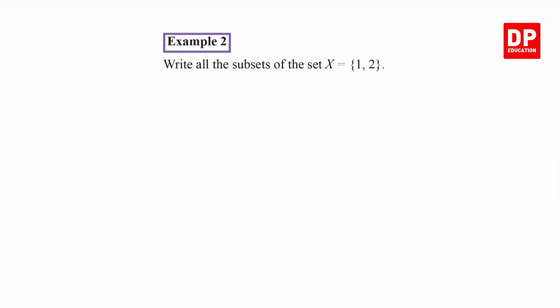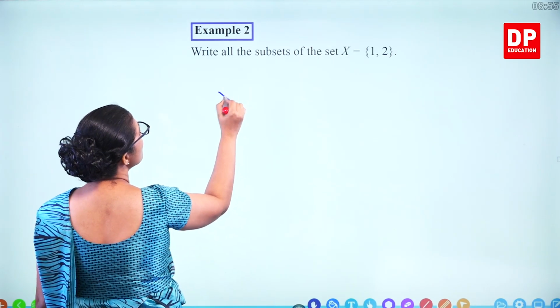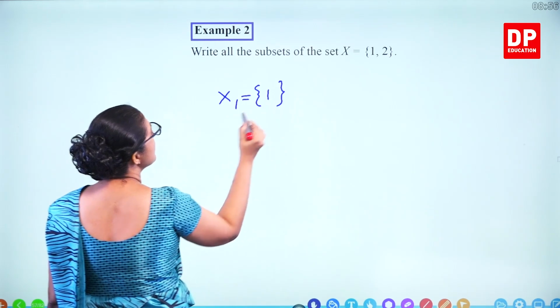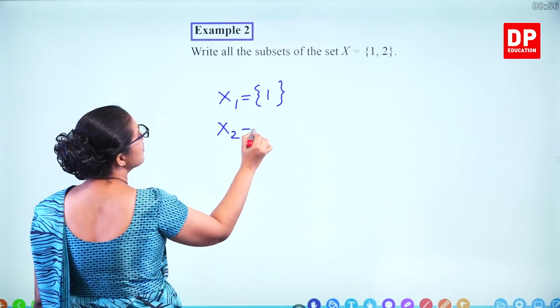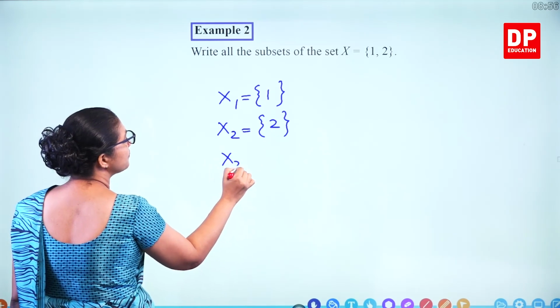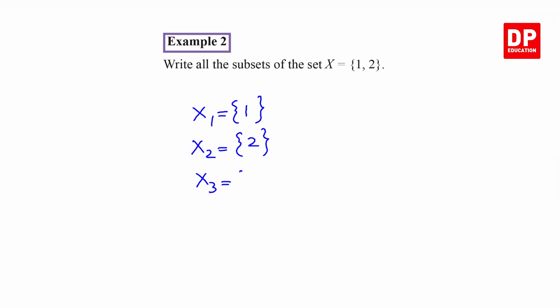Write all the subsets of the set {x, 1, 2}. So you can write {x}, {1}, separate elements, {2}, or both. The set itself is a subset. And the last one is an empty set, which is always a subset of a set.